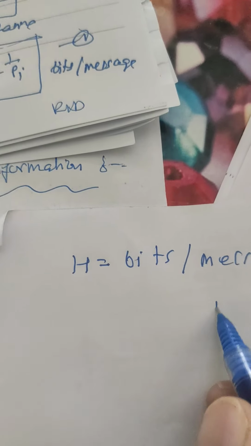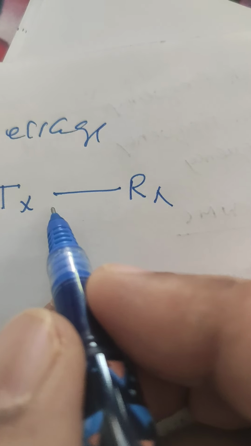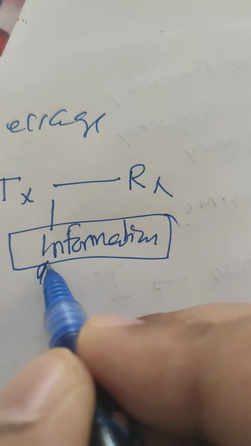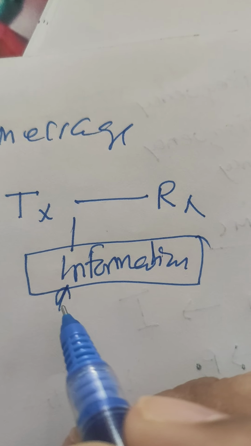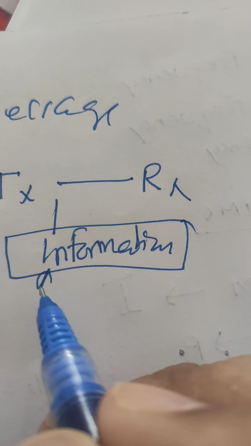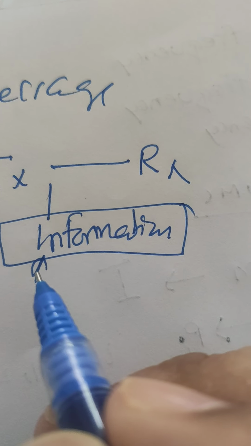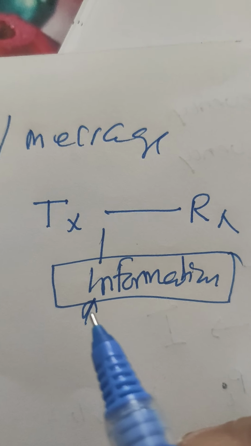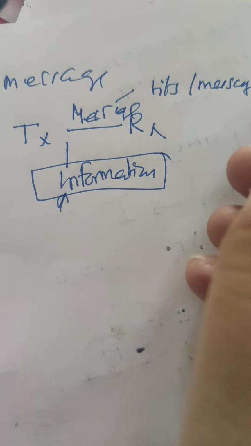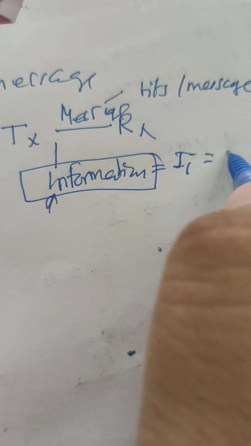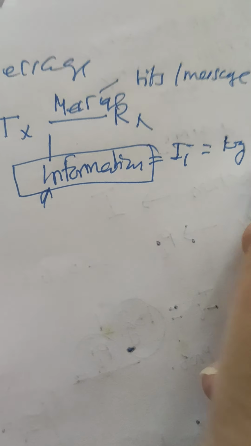In the previous class we talked about the transmitter and receiver sharing information. Information means unpredictability or uncertainty, and it is given by capital I is equal to log of 1 upon pi. Again, we have taken the average information in bits per message, that is H, and the information shown by capital I is log of 1 upon pi.